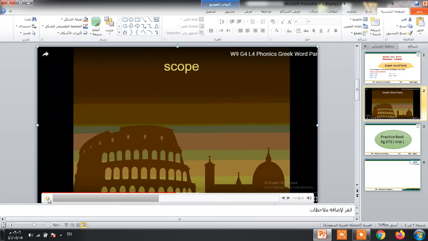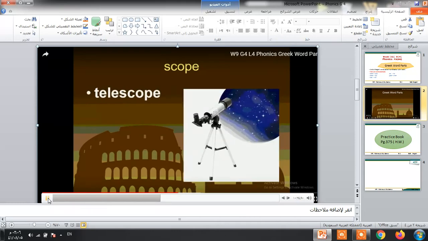Next word we have is scope. So scope means to see, the vision. First word we have is telescope. Tele, as I said earlier, means far, and scope means to see. So telescope together means to see far objects. It's a device used to see far objects like the stars and the planets.